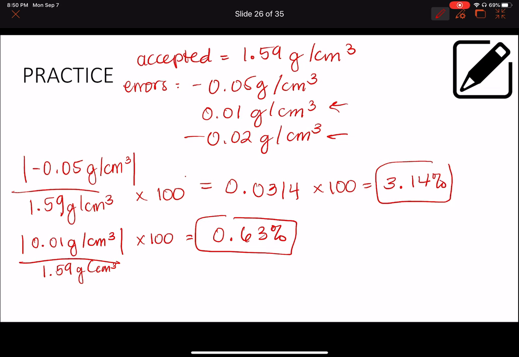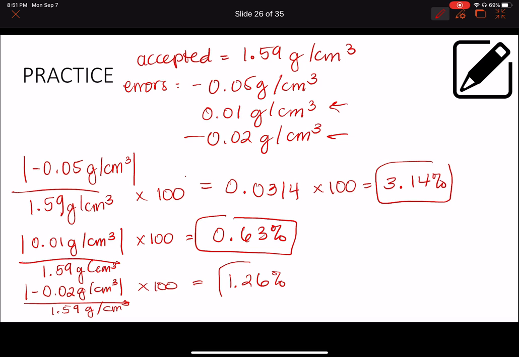And then the last one might be a little bit tiny because I'm just trying to fit it, but let's see how it goes. Units are important. Make sure you add them. Accepted value with units times 100. And hopefully you got 1.26%. And that's it. Pretty straightforward.